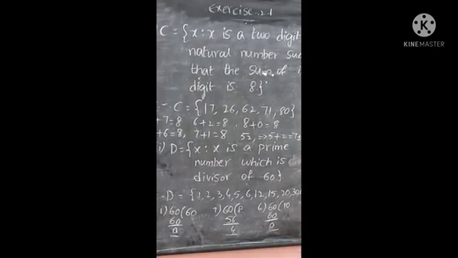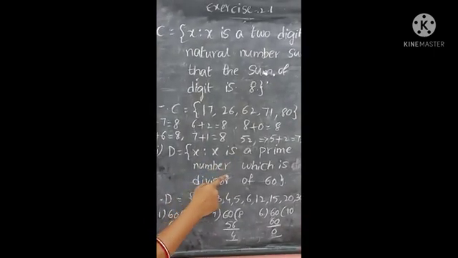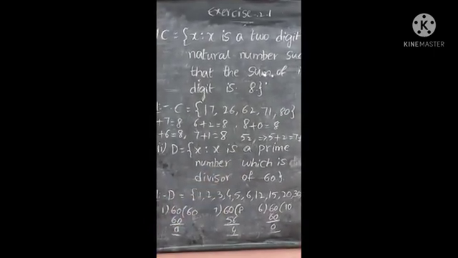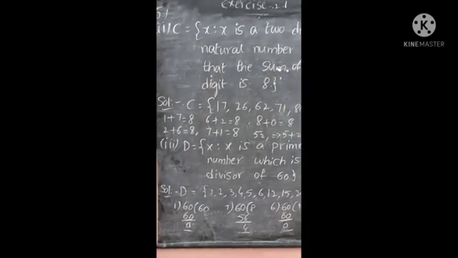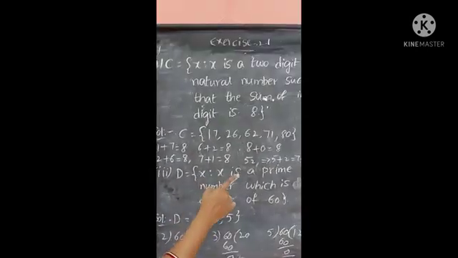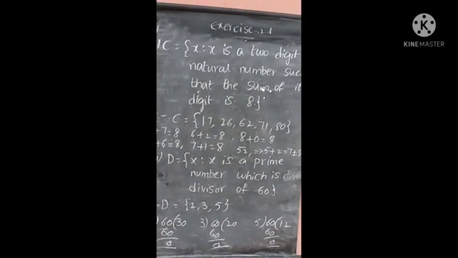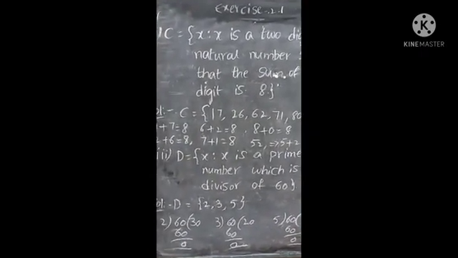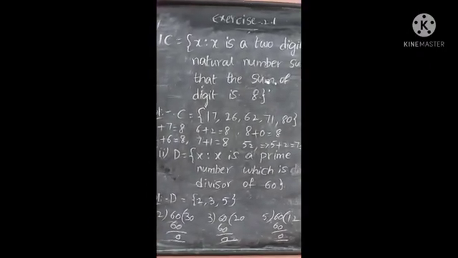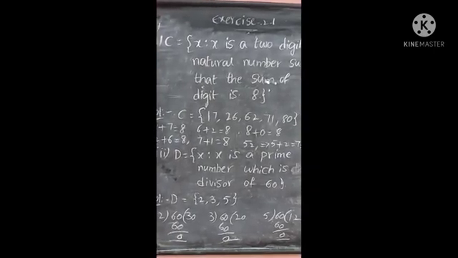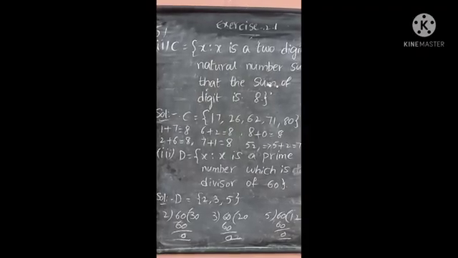So see one more question. Third one, D is equal to x such that x is a prime number which is a divisor of 60. Here, among the divisors, we have to write the prime numbers. We have to write the prime numbers which are the divisors of 60. What are the divisors of 60? Those which divide the number 60 exactly. That means 2. 2 is a prime number, an even prime number. Prime number means, as already discussed, the number which has only 2 factors.